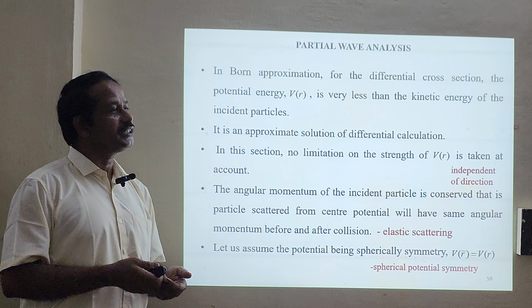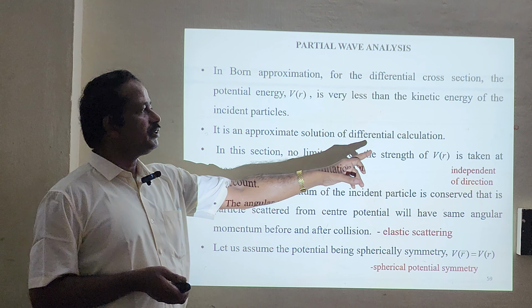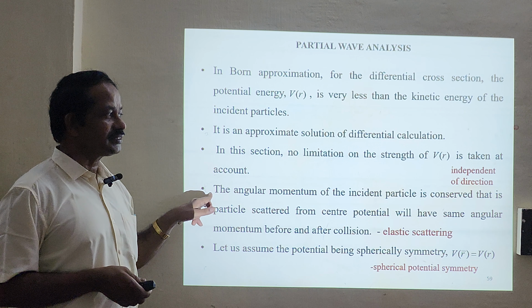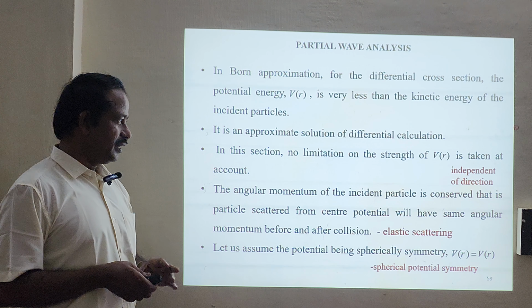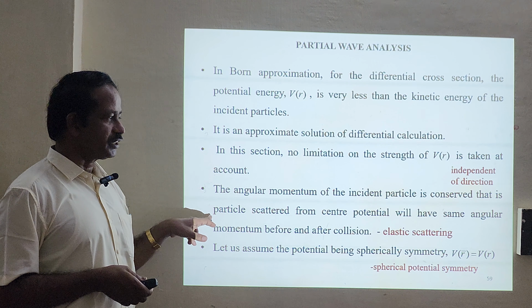There won't be weak potential or strong potential, nothing. So it will work out for all the potentials. V of r is taken into account. The angular momentum of the incident particle is conserved. That is, the particle scattered from the central potential will have the same angular momentum before and after collision. Of course, we have to consider only elastic scattering. So before and after collision, the angular momentum is conserved.